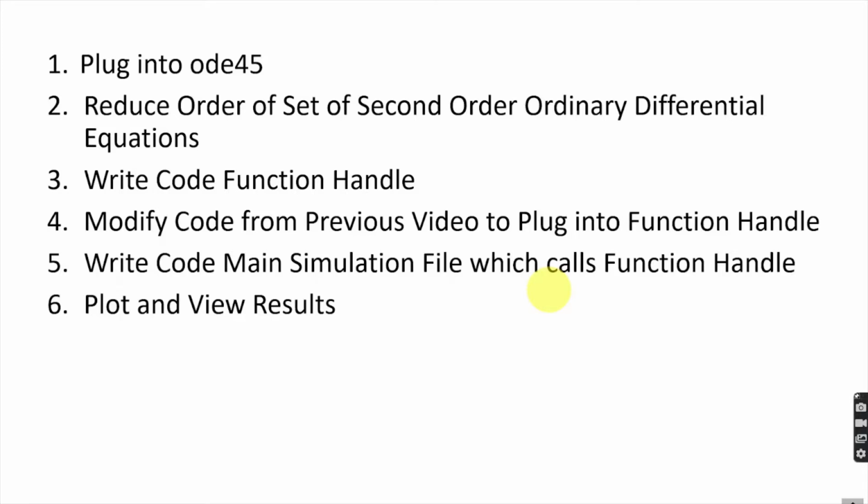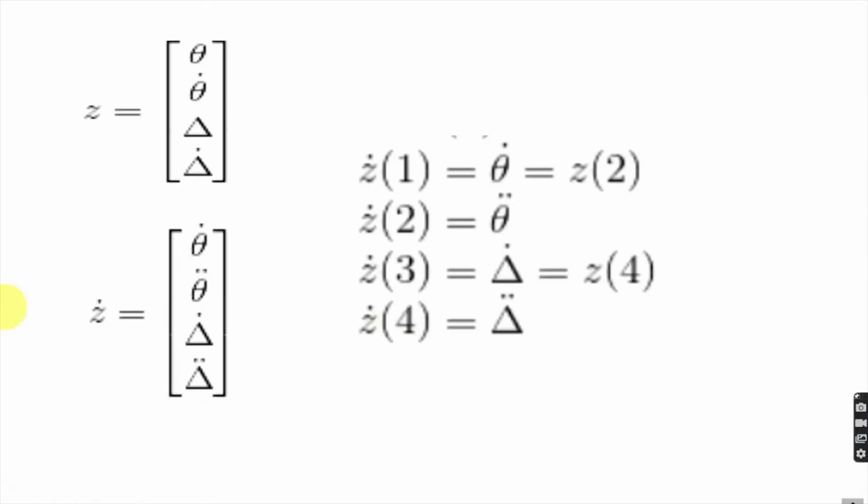Okay, we'll get started. One common trick for reducing the order of second order differential equations is to define a column vector z that contains your variables. So this is the column vector with theta, theta dot, del, and del dot. And if we take the time derivative of z, we get z dot, where we differentiate everything piece by piece to get theta dot, theta double dot, del dot, and del double dot.